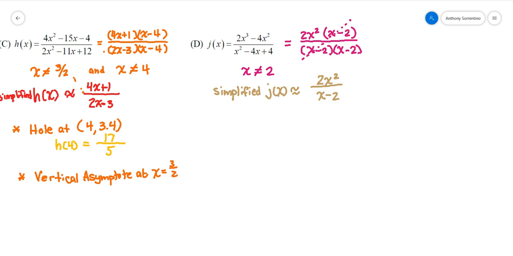Well, it's still the same rule. Yes, I canceled out an x minus 2, which is what creates 2 being an issue with this. The problem is, I still have x minus 2 down here. X minus 2 still means that 2 is an issue. And since after my cancellation, after I simplified, I still have the same issue, that means that it's going to be a vertical asymptote here.